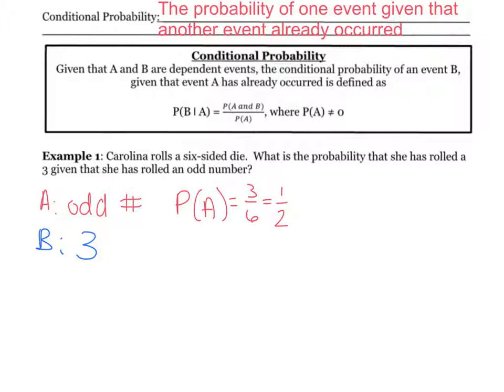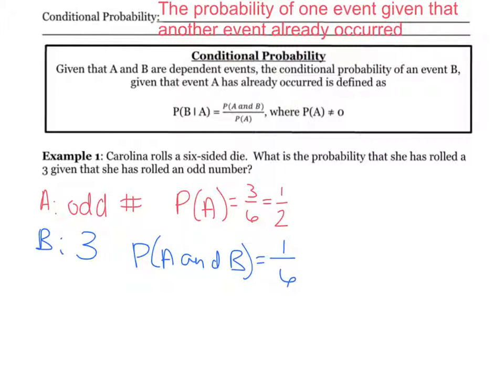For it to be a 3, we know that the probability of it being a 3, so first it would have to be the probability of A and B, so the probability of it being odd and 3 is 1/6. Because there are 6 sides on a die, only one of them is a 3.